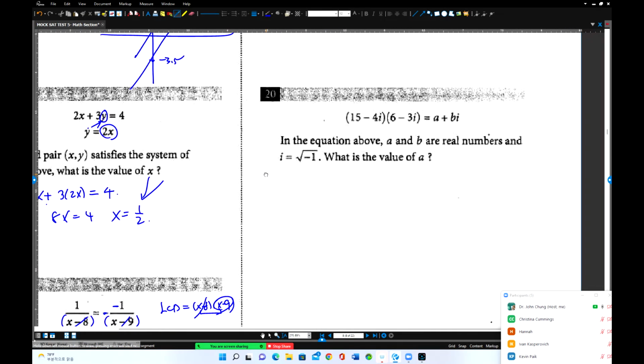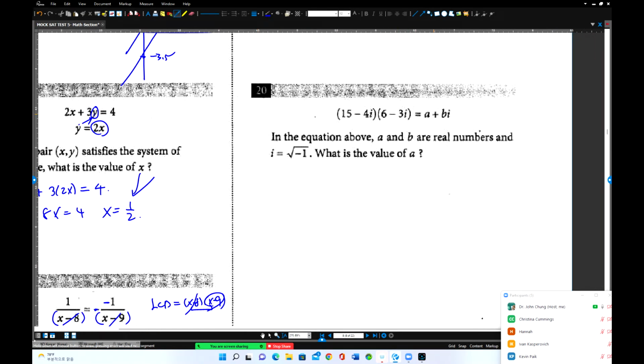Number 20. This is asking for the simplest form of the complex number. Okay, this is the real part, imaginary part. Simplest form: real and imaginary separate. Okay, so how can you find the real part? You're going to find the real part over here, from these two products. How can you find the real part? 15 times 6, that is real, right? 90. Where is another real? When you multiply these two, -4i times -3i gives you a real number, okay? 12i squared, okay? That is -12, isn't it? So 90 minus 12 equals 78. That is real, right?